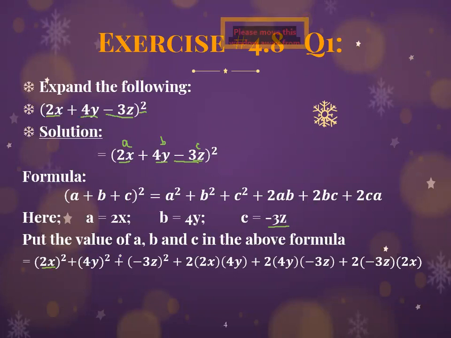Then you will take the whole square of 4y, because here you have b square. Then c square. As you know, your c is minus 3z, and in the formula you have a plus sign. So first you will write the sign of addition, then inside the bracket you will write minus 3z whole square. Understand? Now you are done with the first three terms, in which you take the squares of each term.